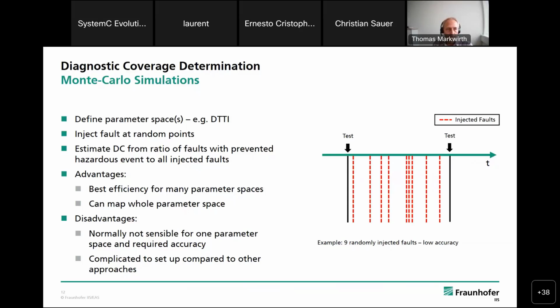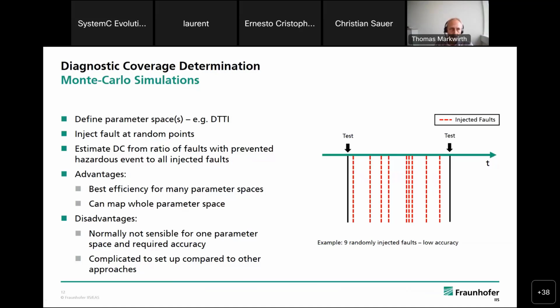It also defines the parameter space which should be investigated. For example, in our simple example here, this is only the diagnostic test time interval. So the injection of a fault happens at random time points in between a test interval. And we want to estimate the diagnostic coverage from the ratio of the faults which are able to prevent hazards compared to all of the injected faults.